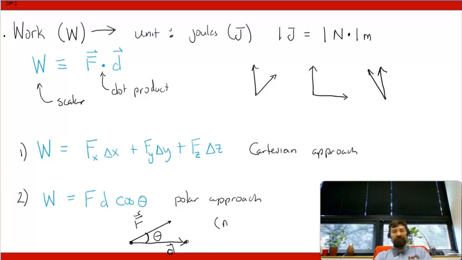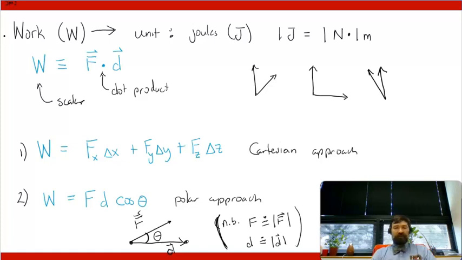And maybe I should put a little side note as a reminder that we are using f without a vector over it to represent the magnitude of the vector f, and we're using d without a vector over it to represent the magnitude of the vector d. So that's our little note. Okay, so that's how we go about calculating work, and in both cases we're kind of in some sense done.